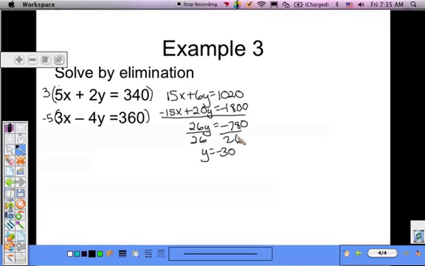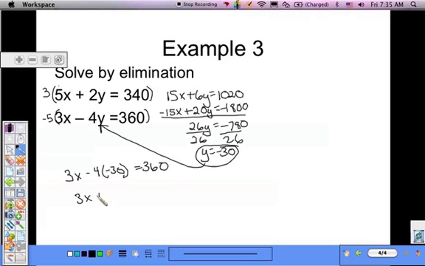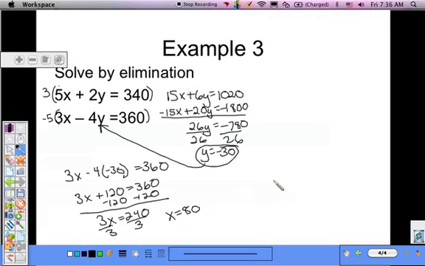Now again, our final answer has to have an x and y value, so we can plug it into any of these equations. Maybe we choose to plug it into the bottom one. 3x minus 4 times negative 30 equals 360, and we solve for x. 3x plus 120 equals 360, minus 120. 3x equals 240. Divide by 3, and x equals 80. So our solution is the coordinate 80 and negative 30. Now once again, I would double check these on your calculator by placing them in there and making sure that they work.